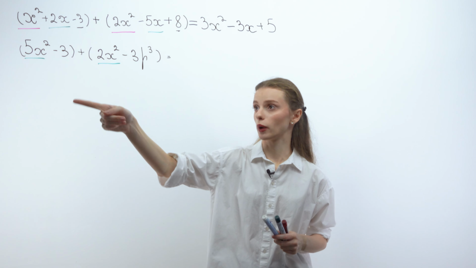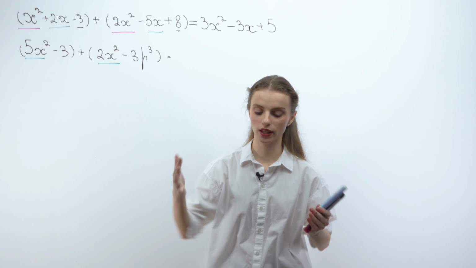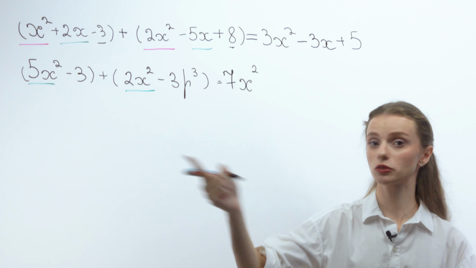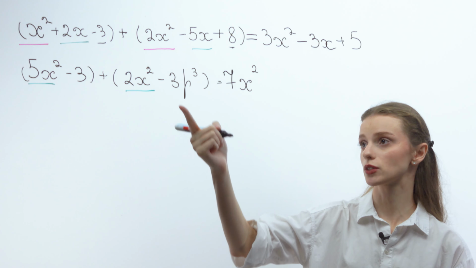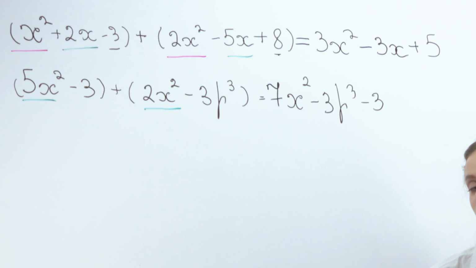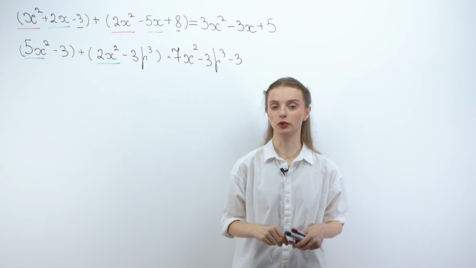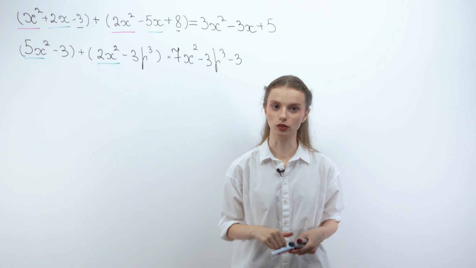So let's write down our answer. So 5x squared plus 2x squared. So now how many x's squared do I have? Now I have 7x squared. And then I'm just going to write down whatever is left. So negative 3p cubed and minus 3. I think it's pretty easy, pretty straightforward. Let's do our last example with addition, and then we're going to do subtraction.